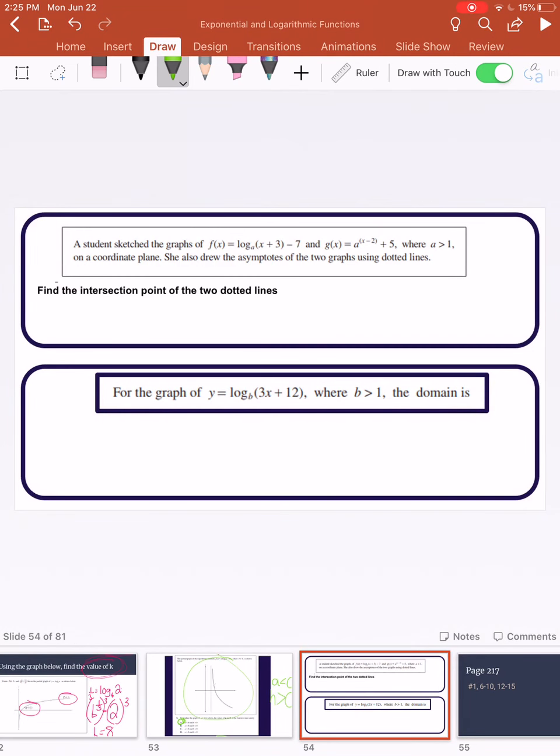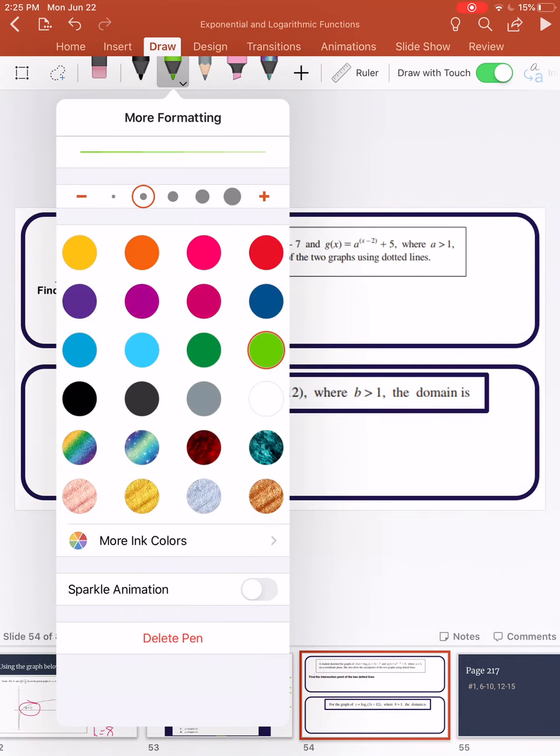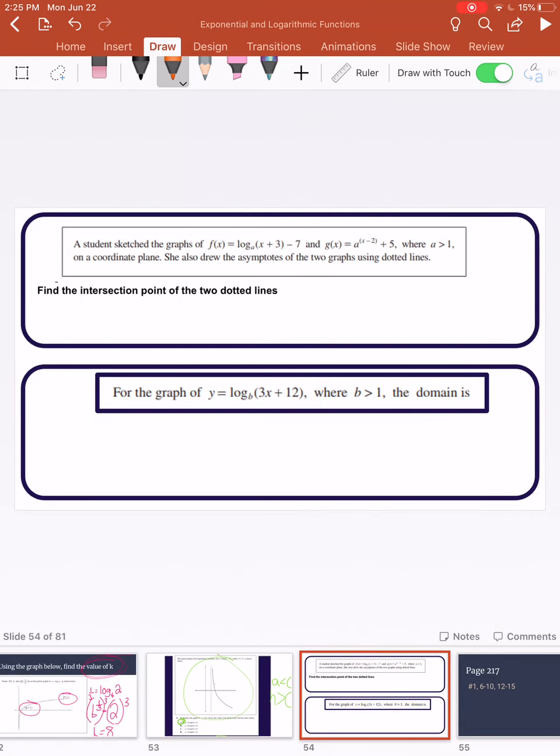Okay, last two diploma style questions. So a student sketched the graph of f at x equals log. So we're just going to draw this. Okay, so student A sketches a logarithmic graph. There we go. Okay, let's use orange. So orange is going to be student A.